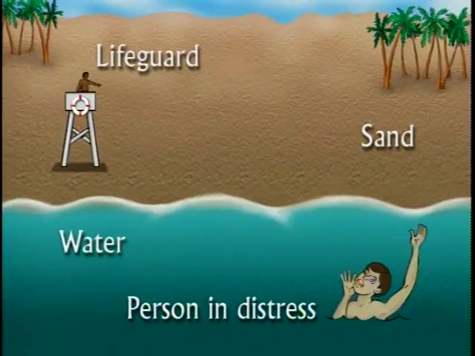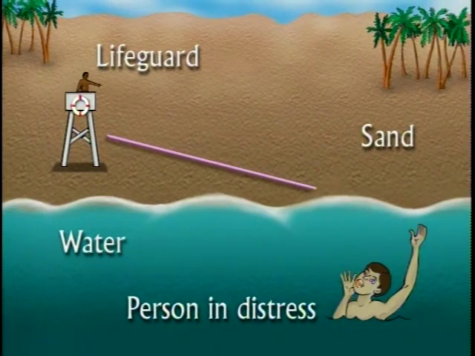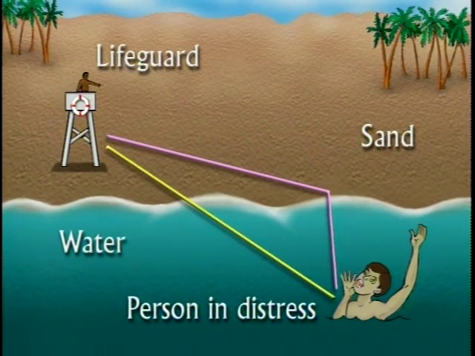Now, it's rather like a lifeguard who is standing on the beach and sees someone in trouble in the water. It would be faster for the lifeguard to reach the person by taking a longer route on the beach and a shorter route through the water. As with the light, the fastest path for the lifeguard may not be the shortest.